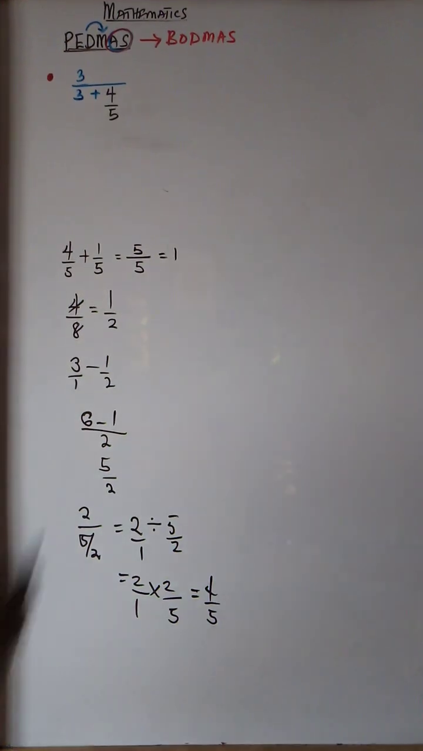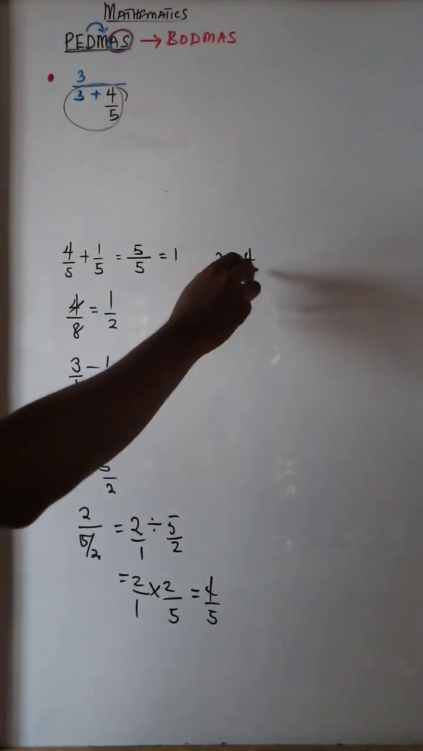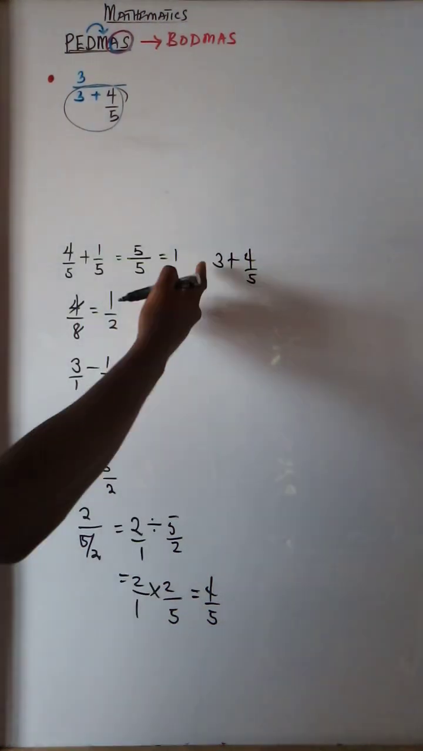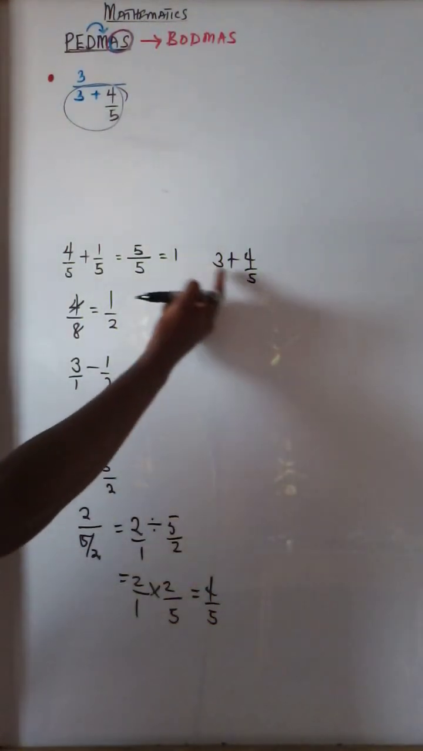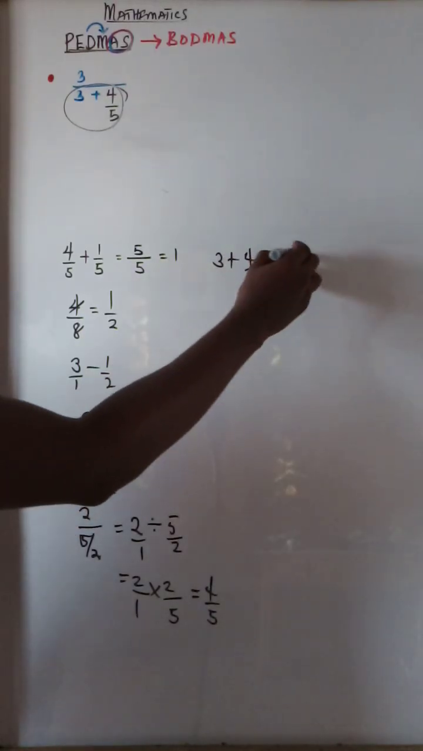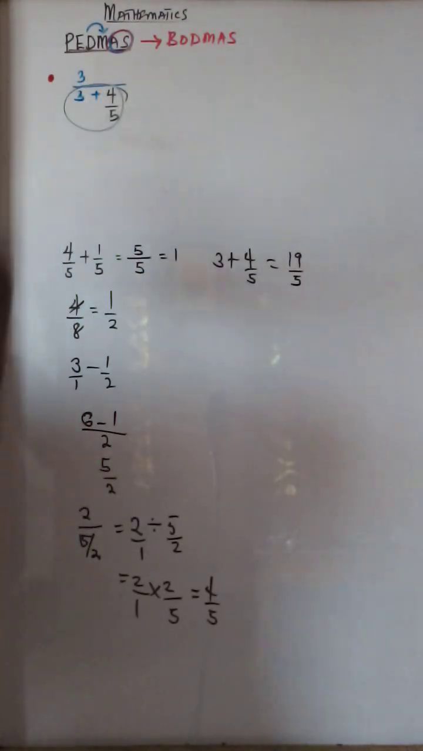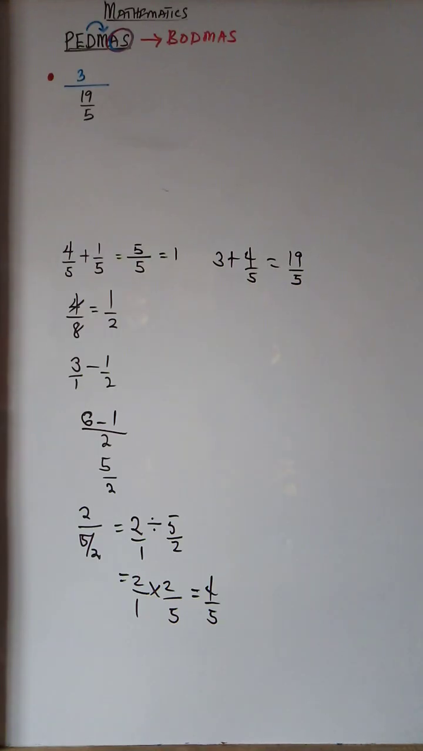What next? The whole of this: that's 3 plus 4 over 5. There is a shortcut in adding a whole number and a fraction. We just multiply the whole number by the denominator: 3 times 5 is 15, plus 4 is 19. So everything is directly 19 over 5. So we can replace everything here with 19 over 5. Then we can finish this up.